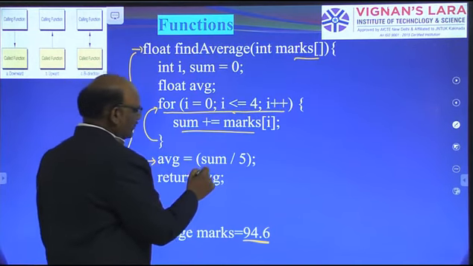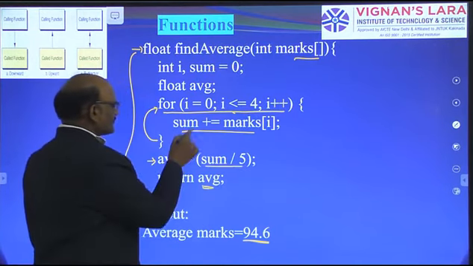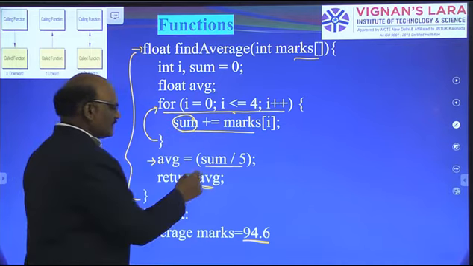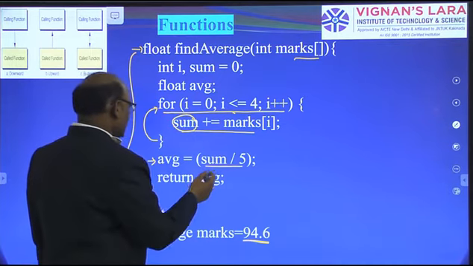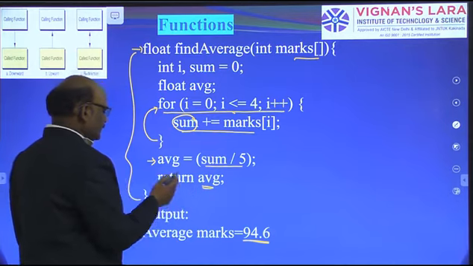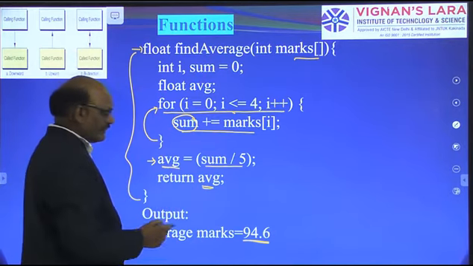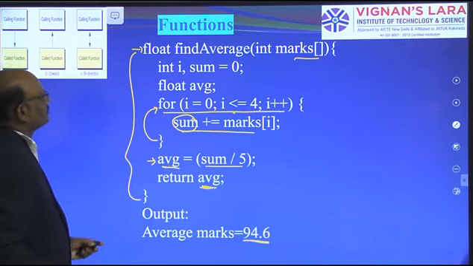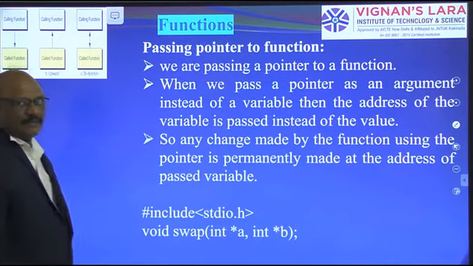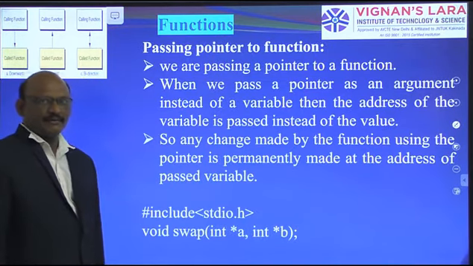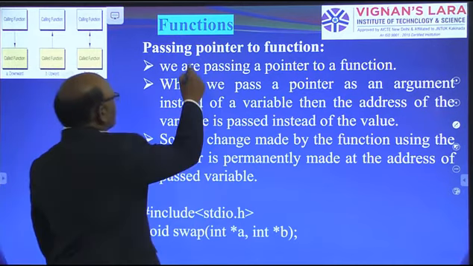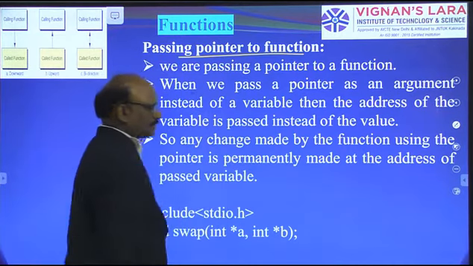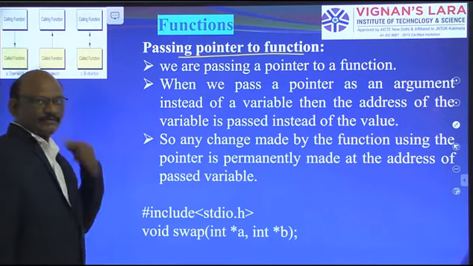The average equal to sum by 5. So we are getting the sum here, sum by 5 is calculated, and it is assigned to the variable AVG. Finally, return the average value. That is about passing an array to the function. Now, passing a pointer to the function.